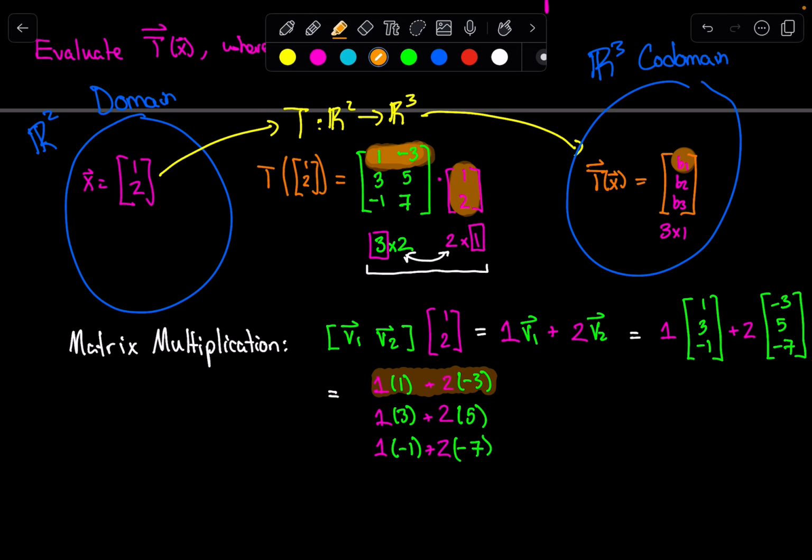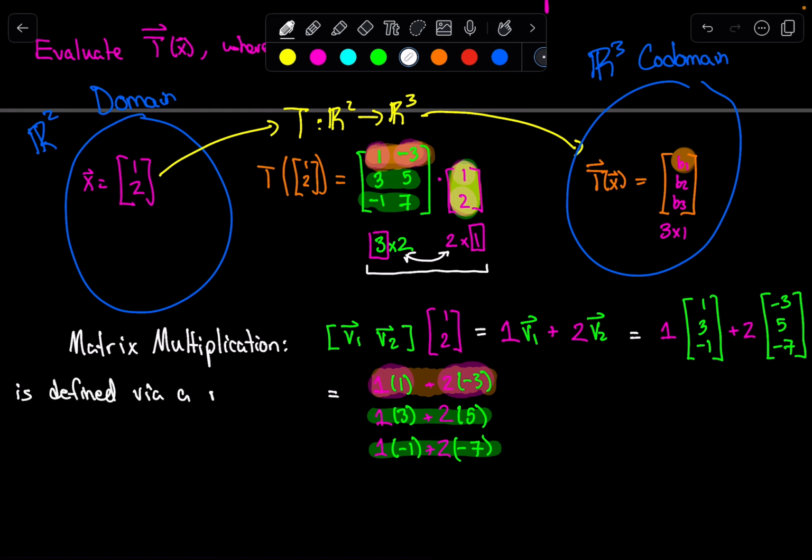And sure enough, we're going to have 1 times 1, and that's going to give us this guy. And we're going to add it to negative 3 times 2. That's going to give us that part. That gives us our first entry. And we can keep doing this process. If we do the next one, 3, 3, 5, that row dot this column, we get this one. And if we do this row dot this column, we get the last entry as is. So matrix multiplication is defined via a row dot column process. And I'm not going to do this rigorously.